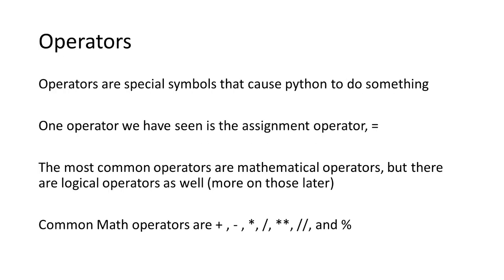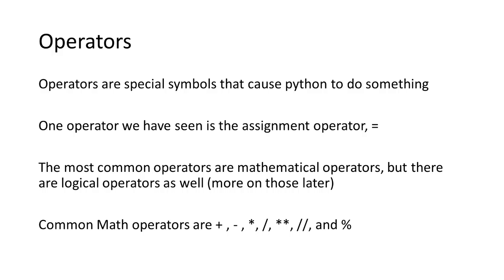Operators are special symbols that cause Python to do something. We've seen the assignment operator, the single equal sign that allows us to assign a value to a variable. The most common operators we'll see are mathematical operators. There are also logical operators, but we'll cover those more in a later chapter. The common mathematical operators you see are addition, subtraction, multiplication, division, the power operator, integer division, and the modulo operator.